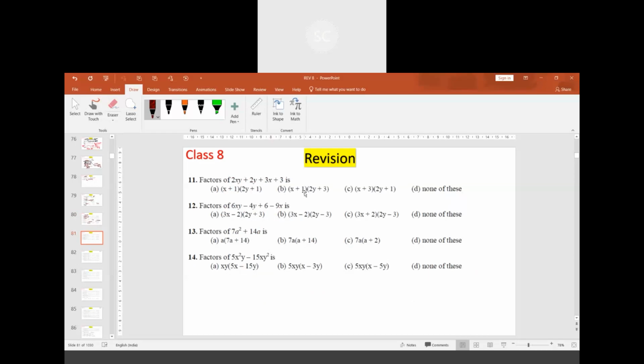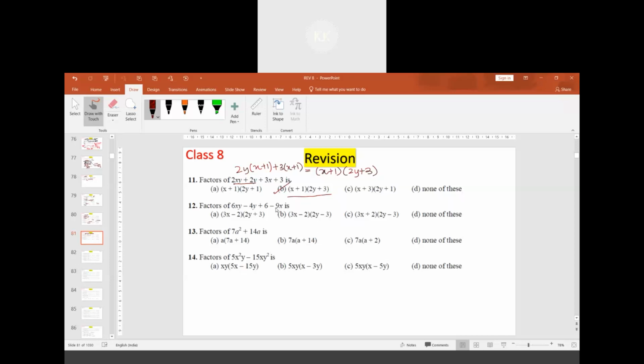Question 11. I think it's grouping terms. Yes, sir. In the first group, we can have 2y as common. 2y is common, x remains plus 1 remains, plus 3 times of x plus 1. In the next step, we can take x plus 1 as a common thing. 2y plus 3 and x plus 1. Option B.